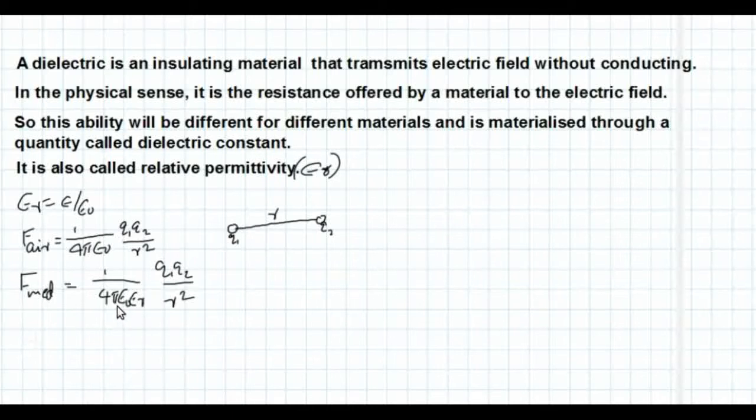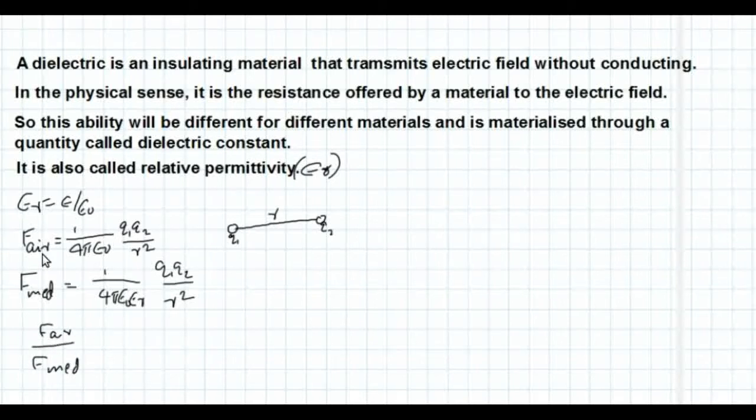So here there is a term epsilon r. Here there is no epsilon r. You know the reason? The reason is that for air the value of epsilon r, the relative permittivity, is 1. That is why F medium is equal to 1 by 4 pi epsilon 0 epsilon r into q1 q2 by r square.